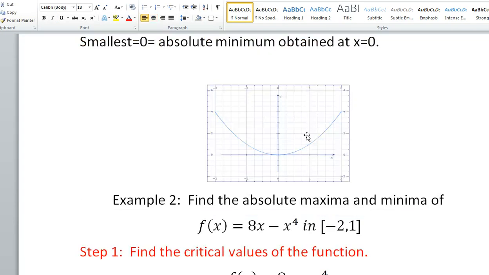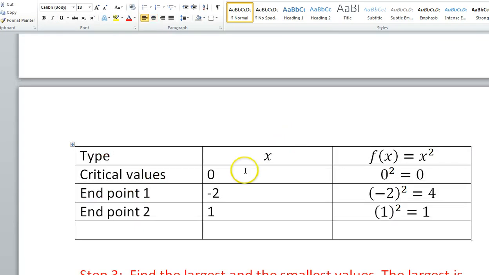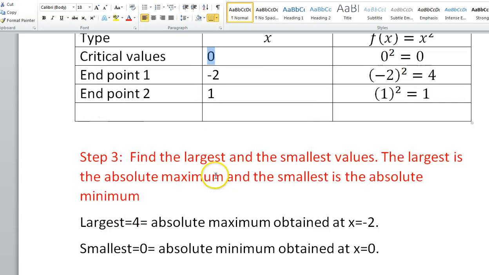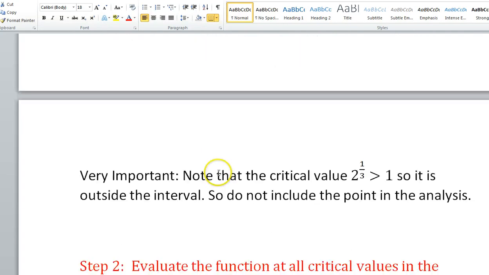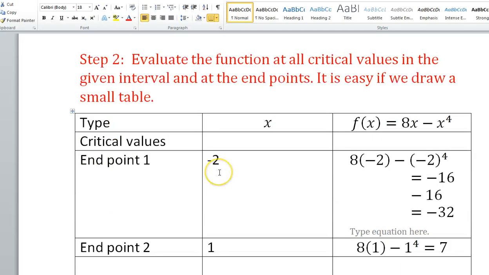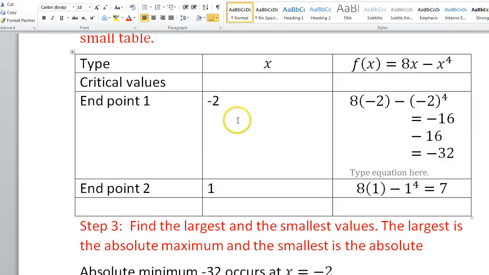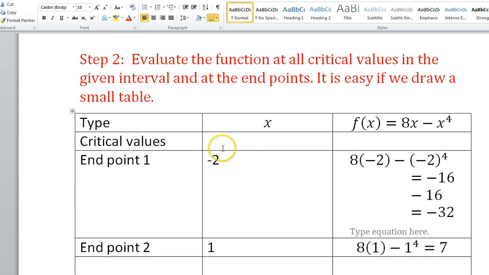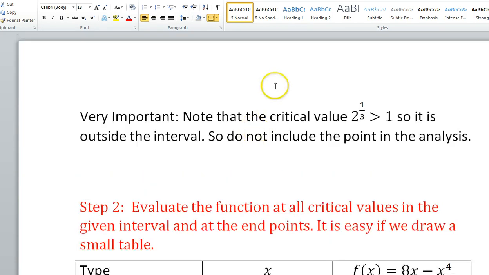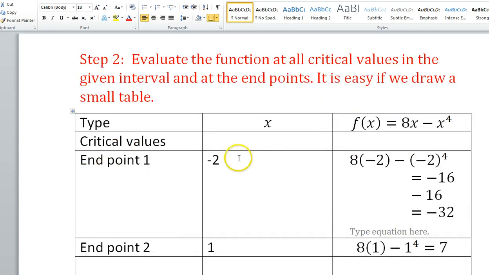Now let's go back to the first example that we did. There the critical value was 0. Now 0 is included in the interval -2 to 1, because it is between -2 and 1. That is why we included 0. If it is not inside the interval, do not include it, because we are only concerned about the interval. So now we put the values in. For critical values there's nothing, because we had one value but it's outside the interval. So we don't put anything, we just put the endpoints.